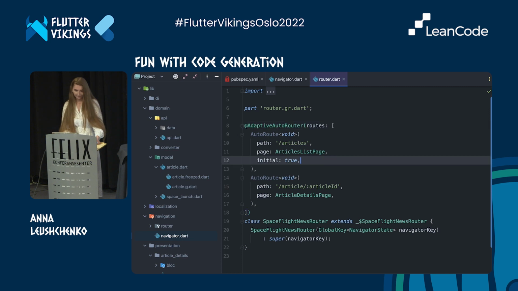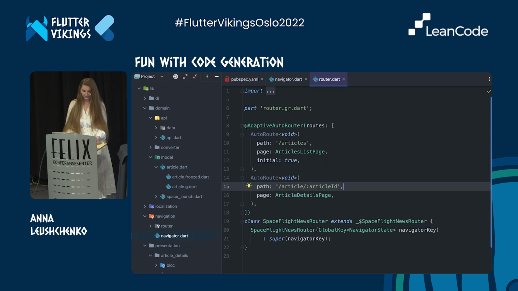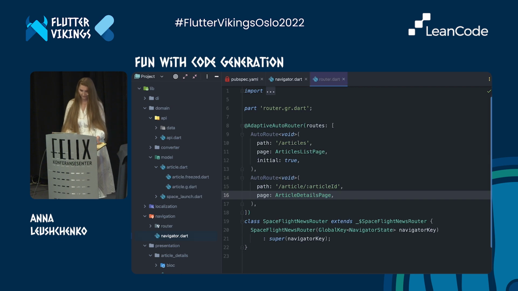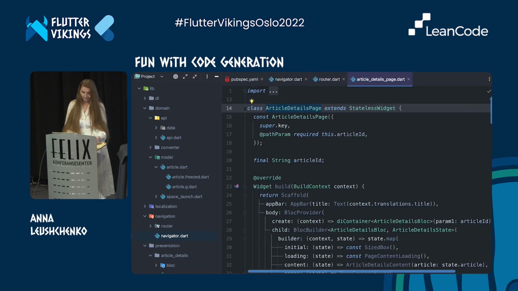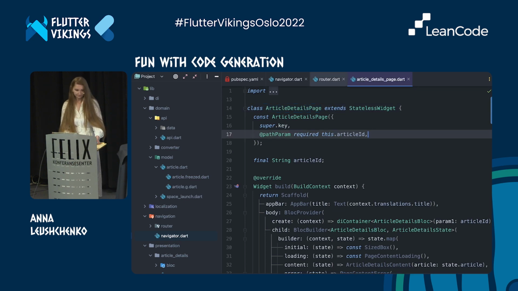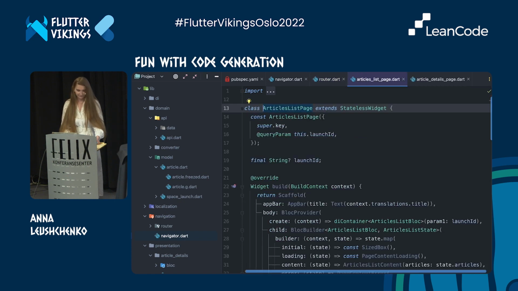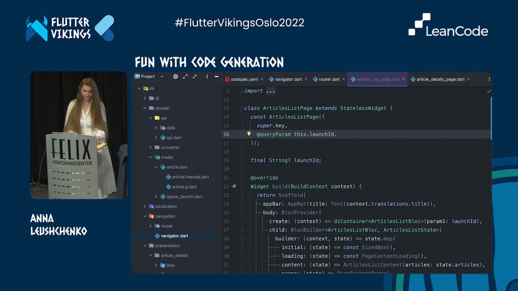It specifies articles list page as the initial page that responds to the articles path, and the article details page that has article ID as path part. The article ID in the details page is now annotated with path param attribute, and the launch ID inside articles list page is now annotated with query param attribute. The behavior of application navigation didn't change. It still responds to the named navigation, and these parameters get automatically parsed from path by AutoRoute generated implementation.